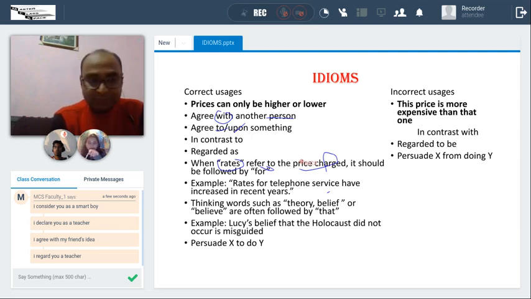Shreya is saying something. Yeah, I had a question. The first point you talked about, that prices can only be higher or lower. Could you expand on that? Give an example? I didn't quite get it.